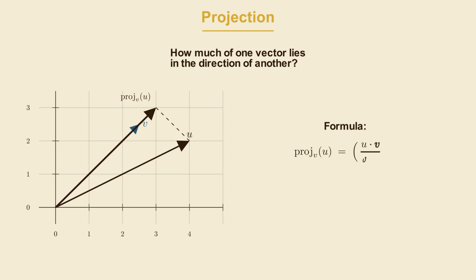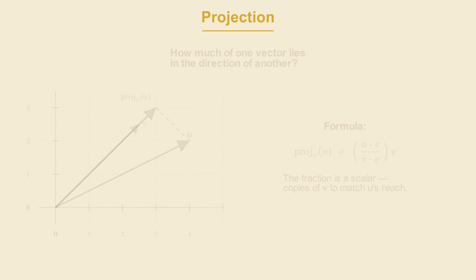The formula for the projection of u onto v is the dot product of u dot v over the dot product v dot v, all multiplied by the vector v itself. The fraction in front is a scalar. It tells you how many copies of v you need to match the original component of u in v's direction. Then you multiply that scalar by v to get the actual vector.